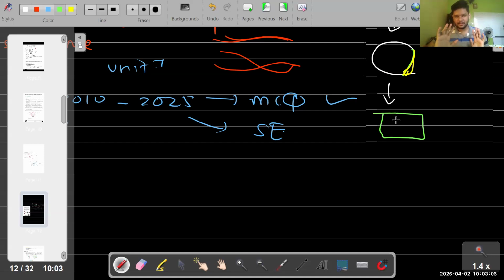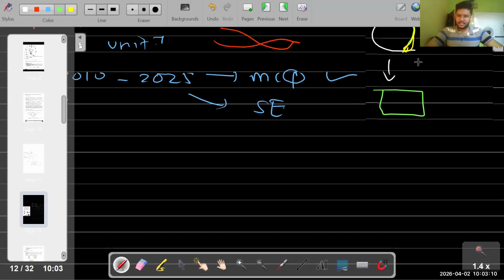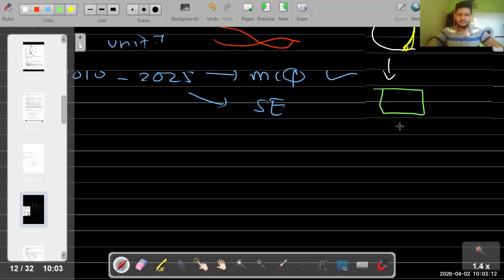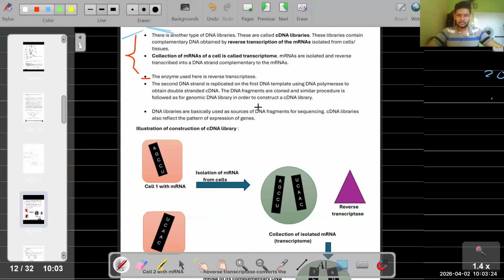Yes, clear. Now you are clear with that, right? Now can you see? We have prepared the same scenario which we conducted for the genomic DNA library. We prepared this scenario here too, right? This has been repeated again. Okay, let's get back to the part.